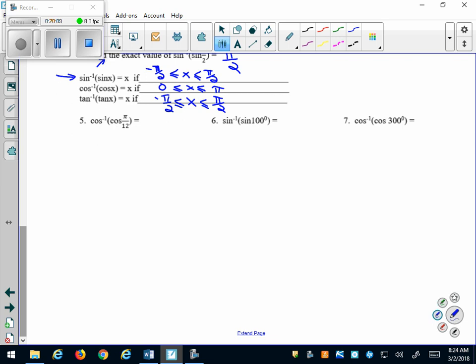So let's look at number 5. Is pi over 12, 1/12 pi, between 0 and pi, because it's cosine? Is it between 0 and pi? Pi over 12? Yeah, so is it going to undo each other? Yeah, so this one we don't have to give much thought. It's just going to be pi over 12.